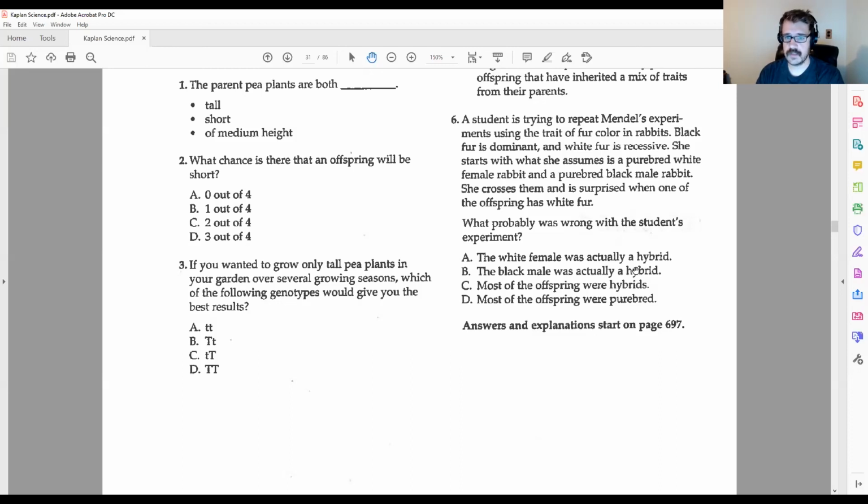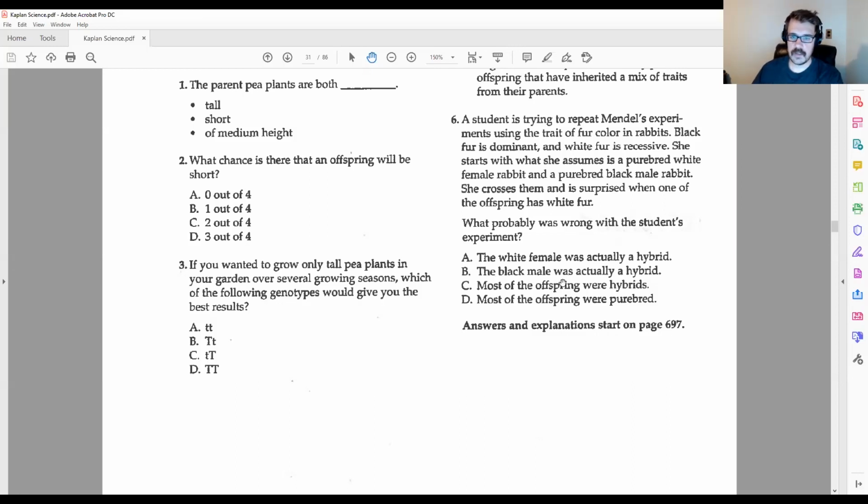But let's check the other answers. C, most of the offspring were hybrids. Well, we don't know that. Well, I mean, I guess technically most of the offspring were hybrids, but that's not what went wrong with the experiment. Okay, and then D, most of the offspring were purebred. That's also not what went wrong, and I think it's also not true.